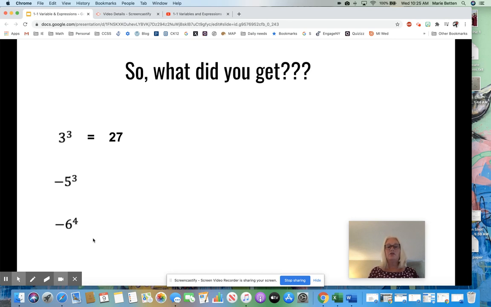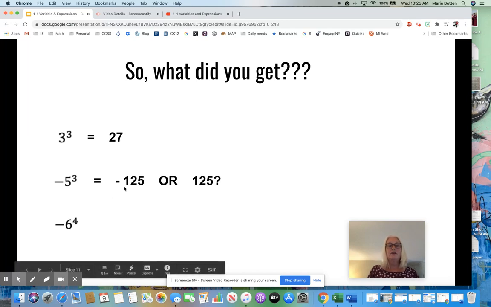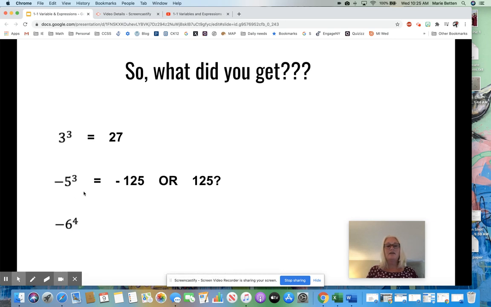Negative 5 cubed, or negative 5 to the third power, my question to you is that negative 125 or positive 125? Definitely a negative. Negative 5 times negative 5 is positive 25. Times an additional negative 5 makes a negative 125.